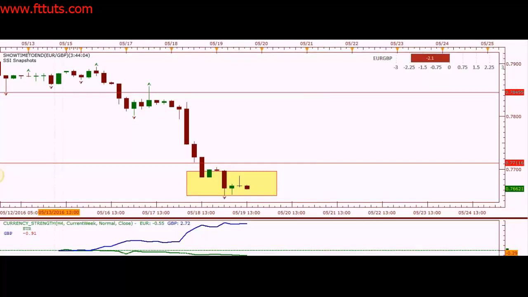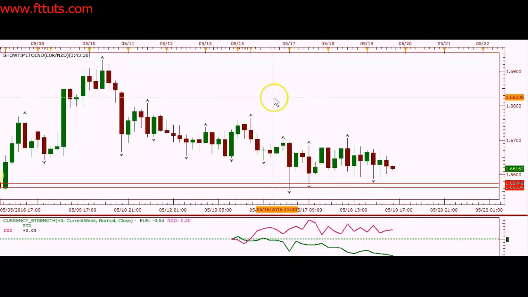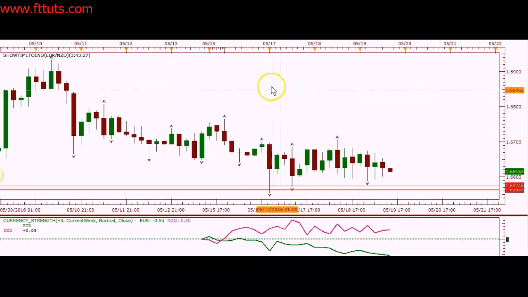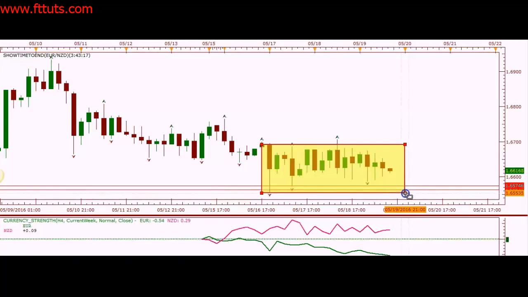Let's look at a couple more opportunities. So I'm looking at the Euro New Zealand dollar. This is one that I wouldn't trade very often because it spikes a lot. But when the market was here, you had a chance to box this market in, and it's still inside the box pretty much 16 candles later or so, somewhere in there.